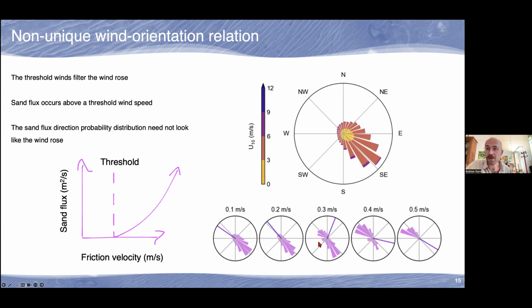So the effect of vegetation can be to totally swing this orientation around, but the windrose that produces these is constant, right? So just varying the threshold can completely change the orientation and morphology of your dunes, which is pretty cool.